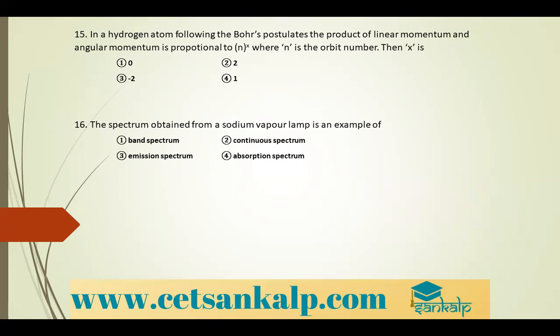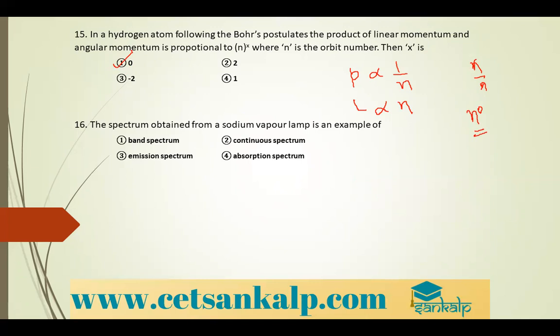Okay. See, the one thing you have to remember: angular momentum is directly proportional to n, the number of orbits here. But linear momentum is inversely proportional to n. So if you merge these two, it will be n by n, which is 1. So I can write n to the power 0 only. So x will be 0. So please remember that linear momentum is inversely proportional, angular momentum is directly proportional.